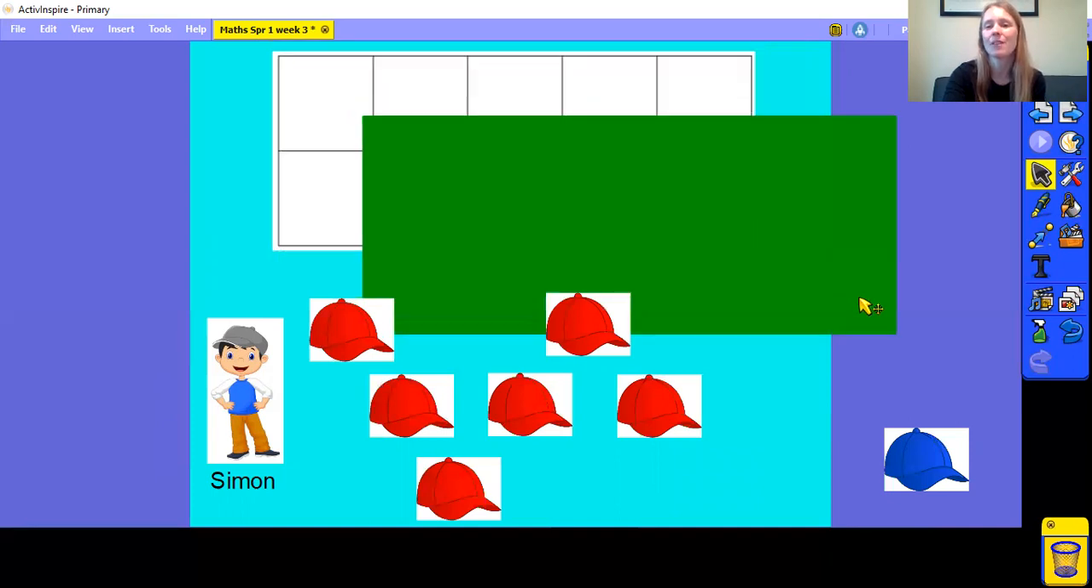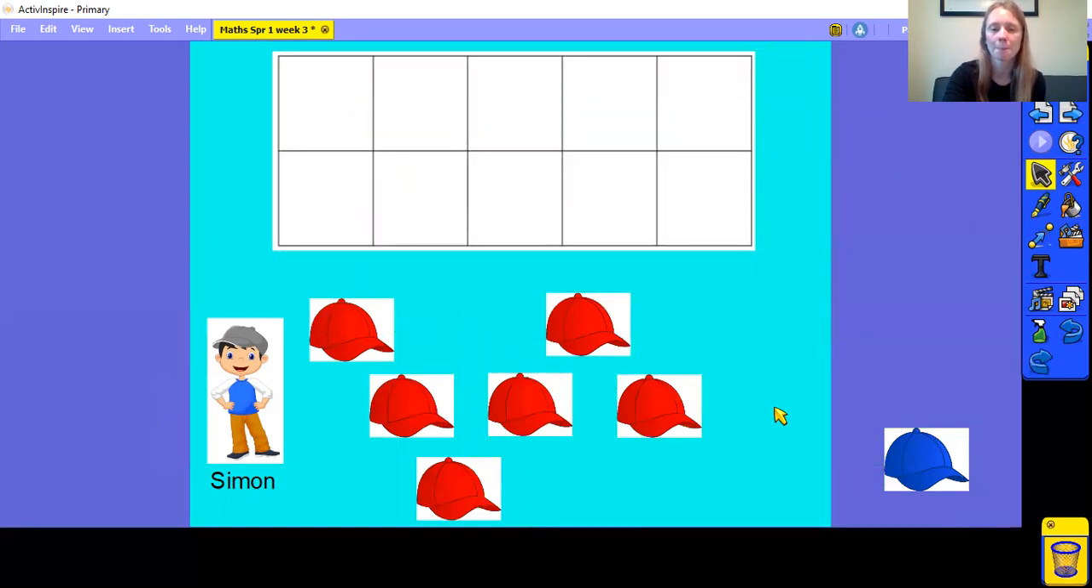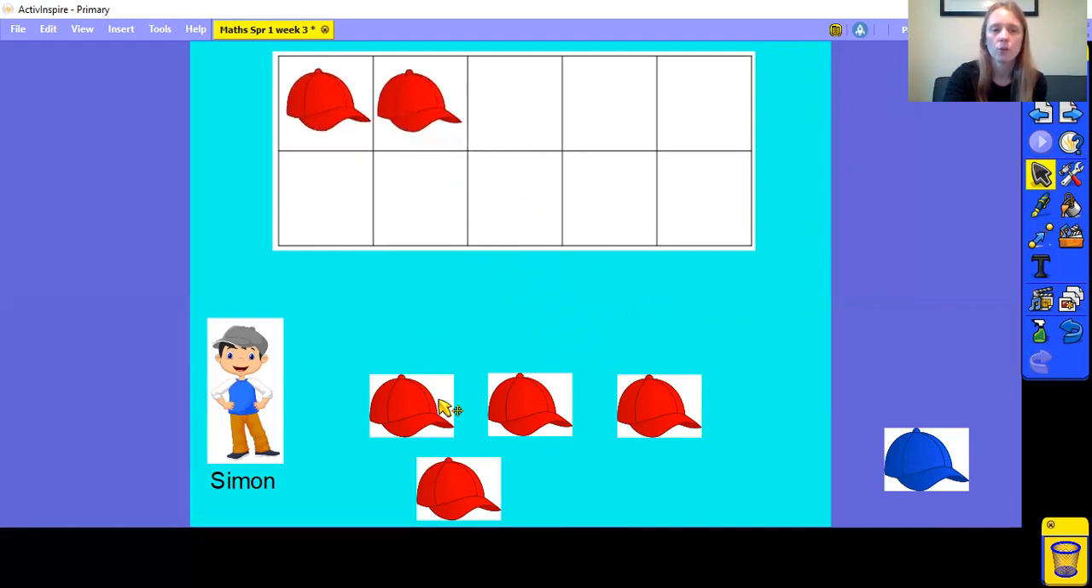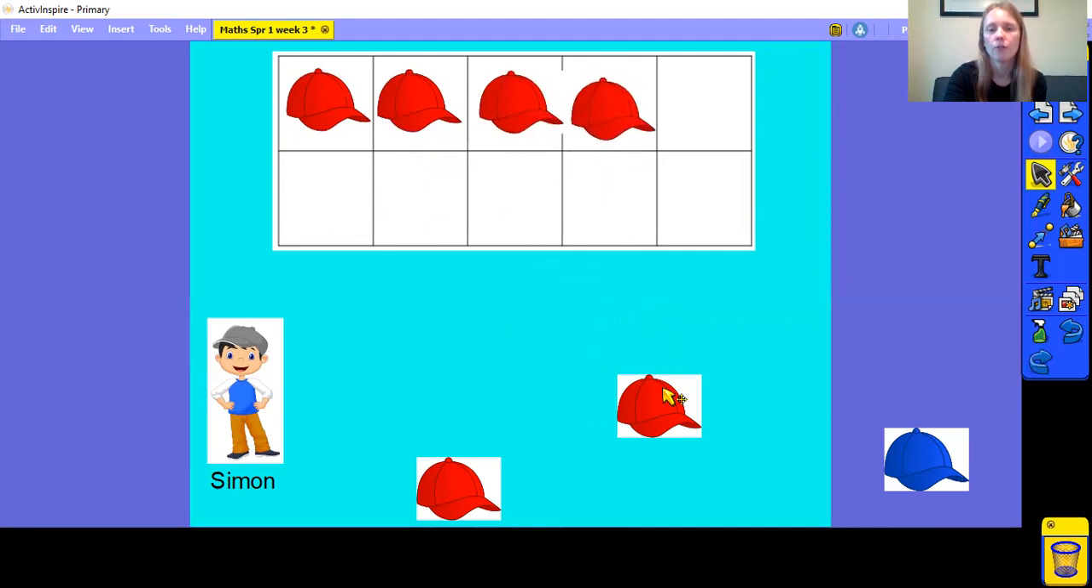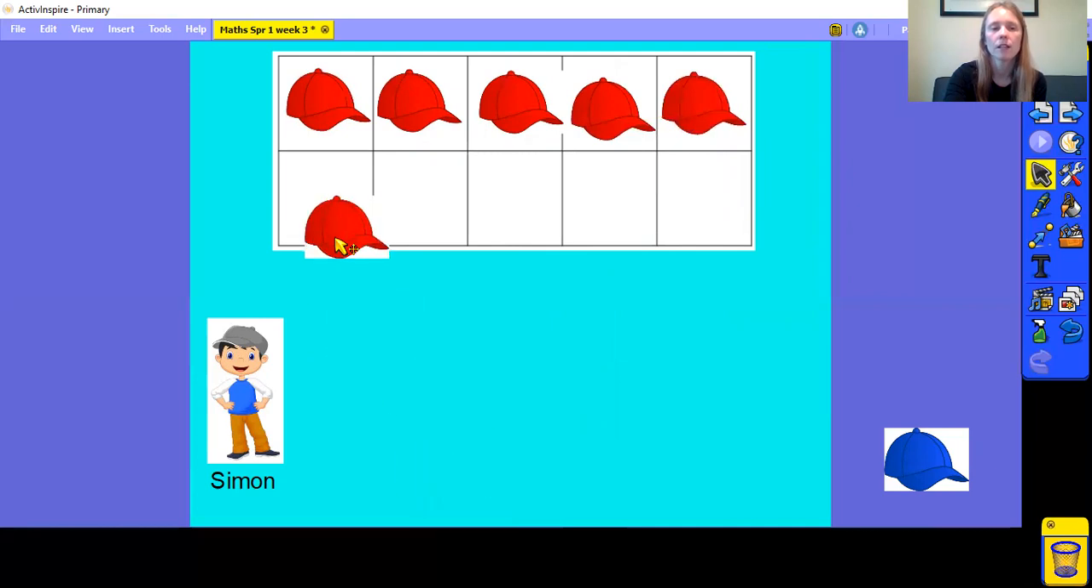Okay, let's try it with a different number this time. Let's see, how many hats did Simon buy first? Let's put the red hats onto the 10 frame to find out. First, Simon bought 1, 2, 3, 4, 5, 6 hats. First, Simon bought 6 red hats.